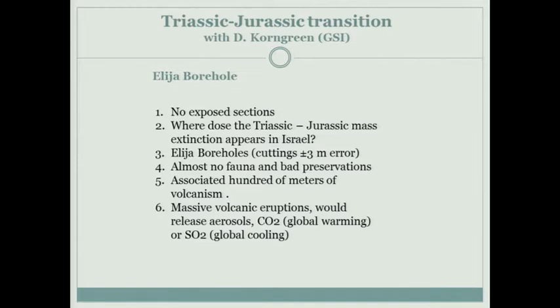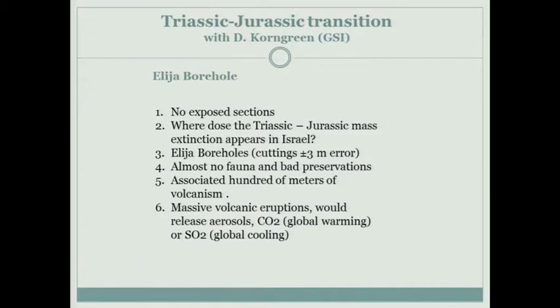We didn't get a nice core that was taken. We had what we call cuttings. Cuttings means that you just drill, and you throw out pieces of rocks. Now, these pieces of rock, it was estimated that it represents plus minus 3 meters, so it's really a problem. Also, there's almost no fauna, and what exists has very bad preservation.